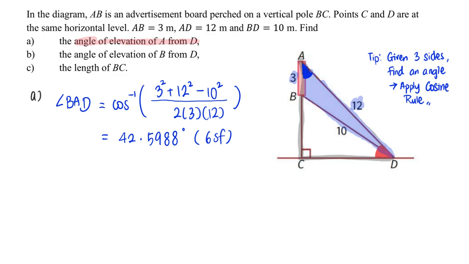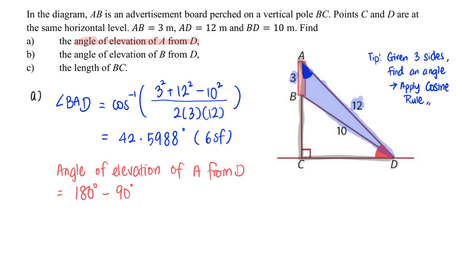This is not the final answer, and therefore I will be able to get my angle of elevation of A from D, which is simply 180 degrees minus 90 minus my 42.5988 degrees, which is 47.4012, so 47.4 degrees to 1 decimal place.